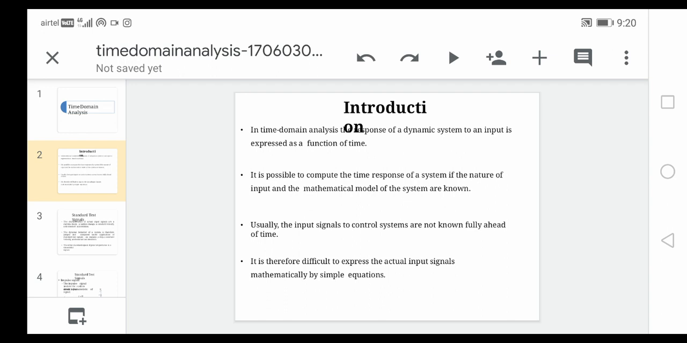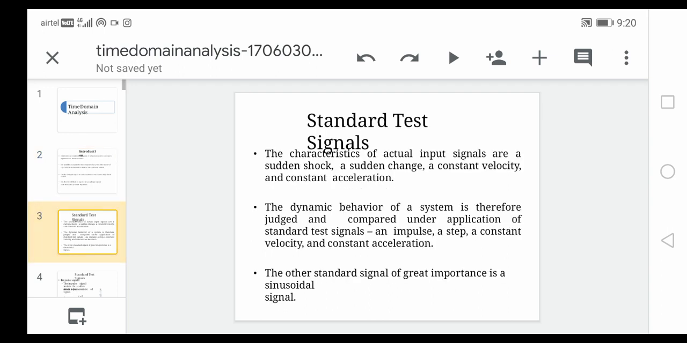Here, when we are going to find the transient response or steady state response, we must know the input, that is, which signal you are giving. There are different types of signals, which we call standard test signals. The standard test signals are the impulse signal, step signal, ramp, and parabolic signals.